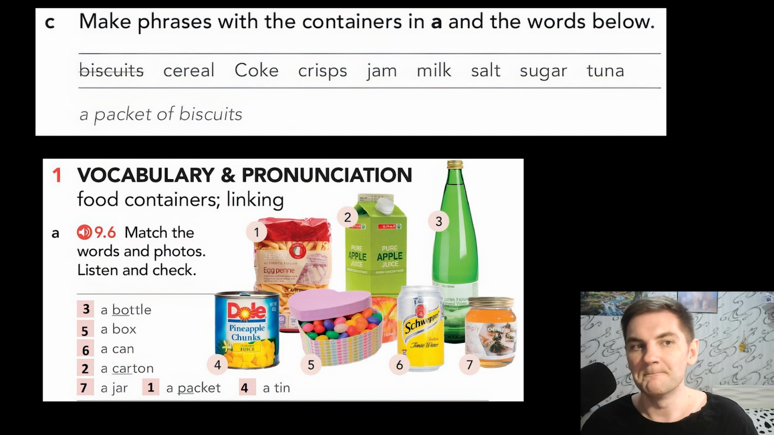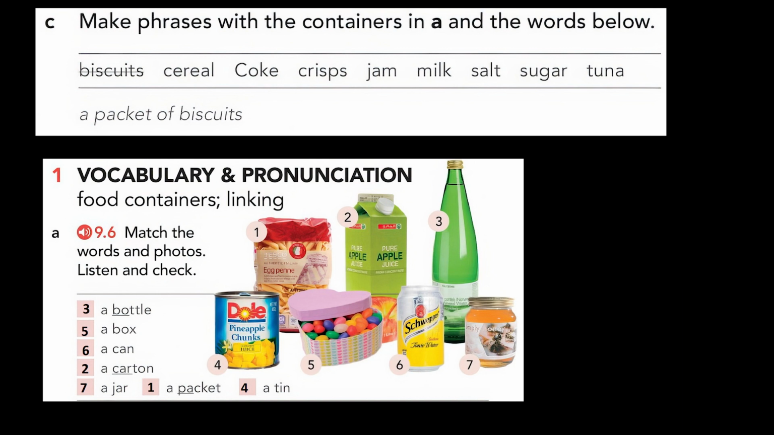Part C, make phrases with the containers in A and the words below. Biscuits, cereal, Coke, crisps, jam, milk, salt, sugar, and tuna. Try to write or say at least 4 or 5 phrases. Good luck with that.